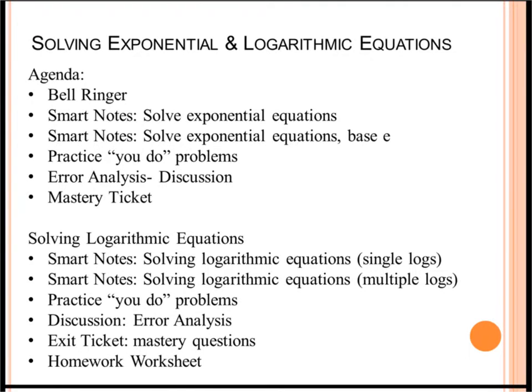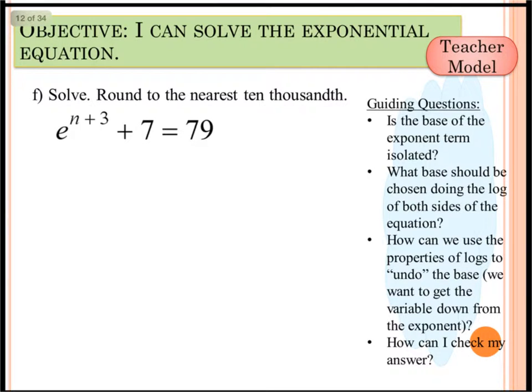So let's move on to solving exponential equations that have a base e now, and those are going to be our next examples. Here's the teacher model. We're going to be solving this equation. Notice we have a base e now, and just remember that's a number just like pi is. So it's 2.71828, something like that, with a bunch of non-repeating decimals.